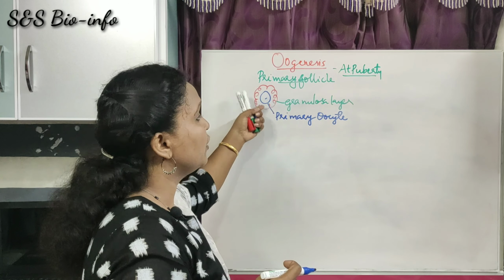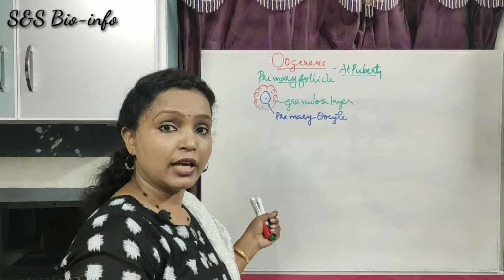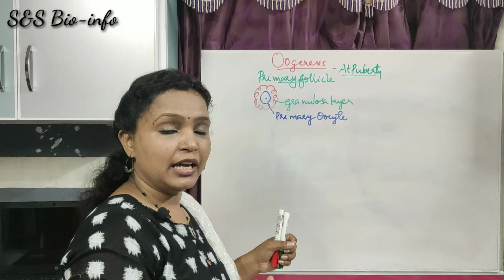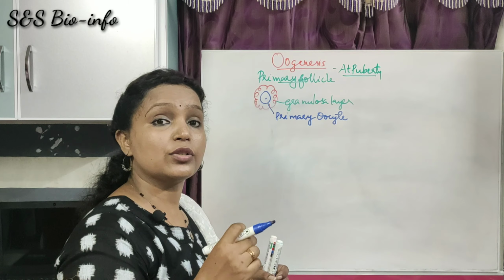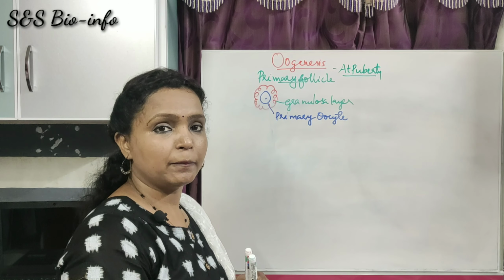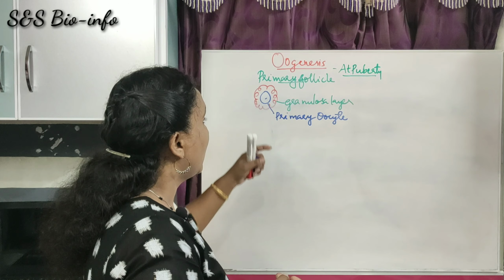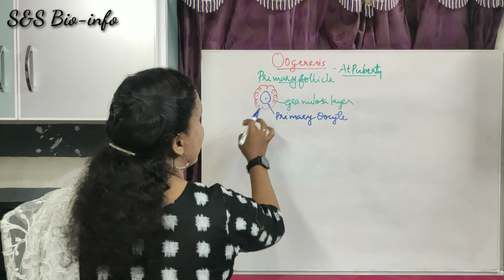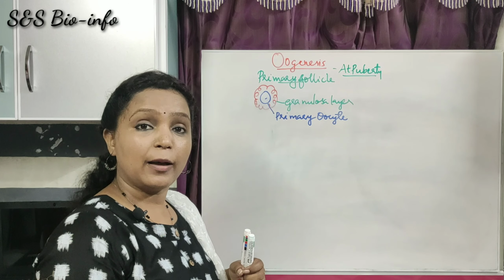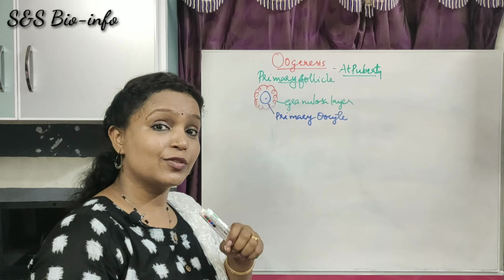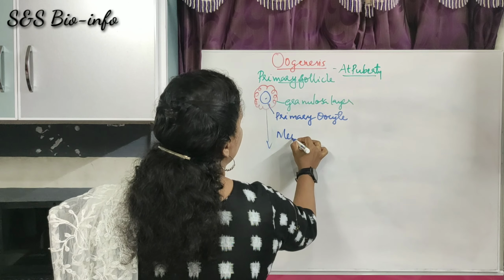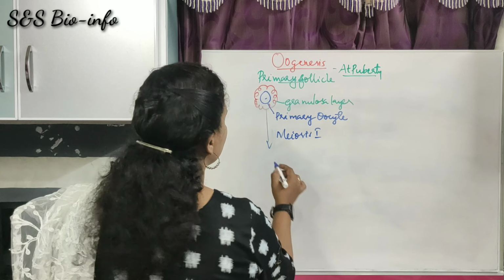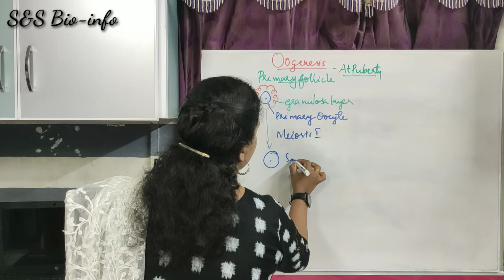This primary oocyte would develop into secondary oocyte and will be released from the ovary by a process called ovulation. It happens during the first menstrual cycle in human female, that is called menarche. And during this phase, certain changes take place inside and outside the cell. Inside, what happens? Completion of meiosis 1. After meiosis 1, the primary oocyte would develop into secondary oocyte.